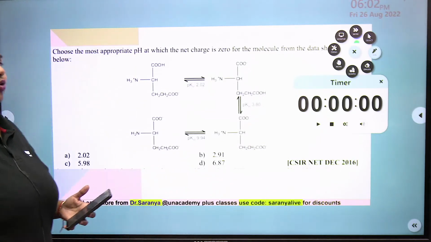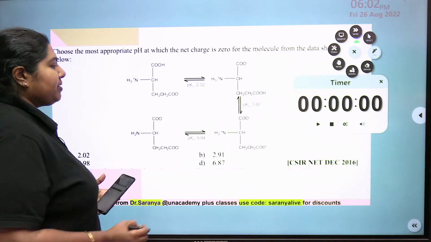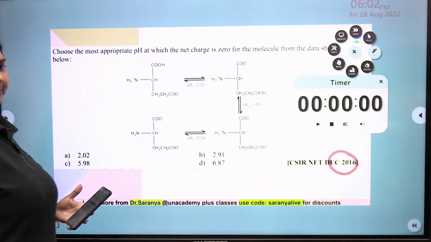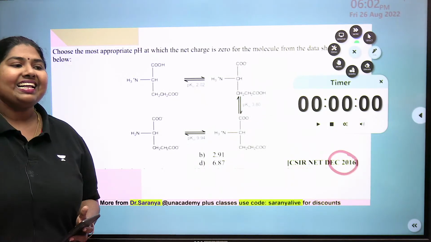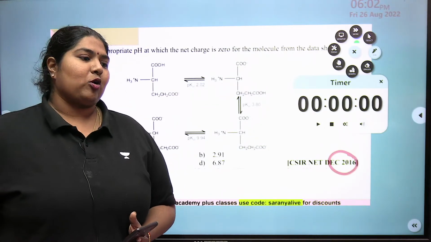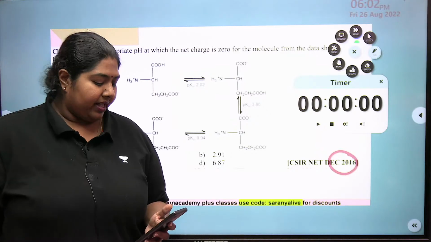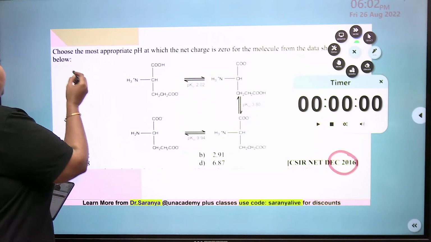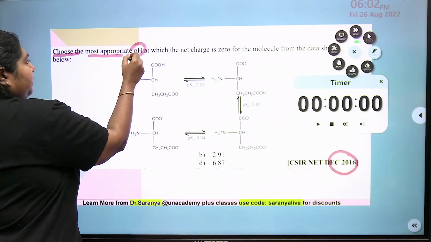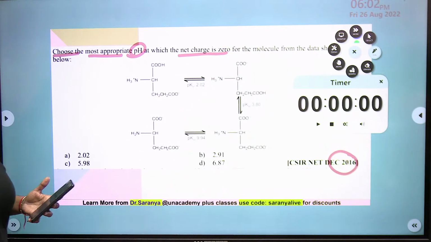So let us move towards the first most important and repeated PYQ. To your information, this question was asked in December 2016. You might note that even in recent days, in the 2022 question paper also, you had a similar question regarding this calculation of pI. So let us take this question. The question goes like this: choose the most appropriate pH at which the net charge is 0.